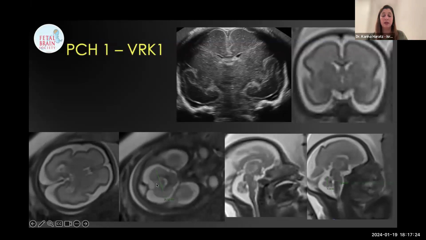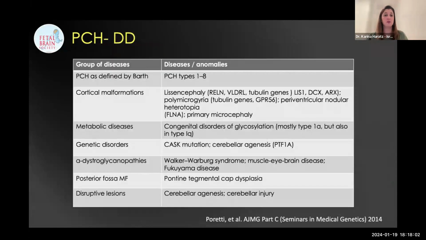is small, 28 millimeters at 30 weeks, 8 millimeters anteroposterior diameter of the pons. This is pontocerebellar hypoplasia. But here, although I am against mathematics, against measurements, these are the groups that will need us to do measurements because the diagnosis will be here. And this is VRK1, a classic PCH1 by Barth. And again, this family had the opportunity to choose the destiny of the pregnancy because of the malformation of the supratentorium and not the infratentorium.